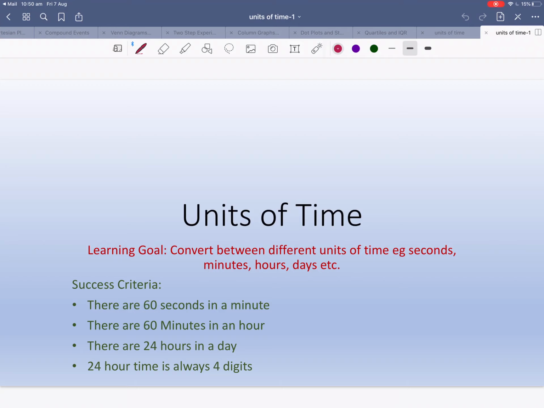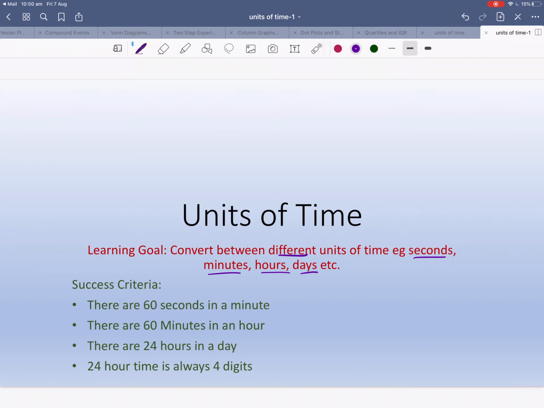On units of time, okay? So we're just going to convert between different units, and so an example of units of time is seconds, minutes, hours, days. There's actually more units than that, but those are the ones that we're going to be focusing on. Like you can talk about years, that's a unit of time. Months, they're all units of time, but we're going to be focusing on these ones.